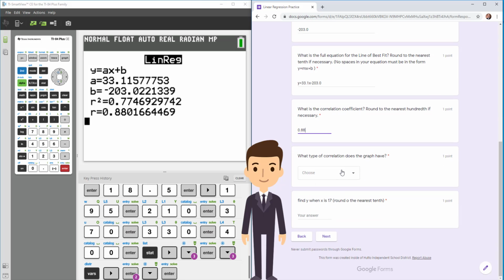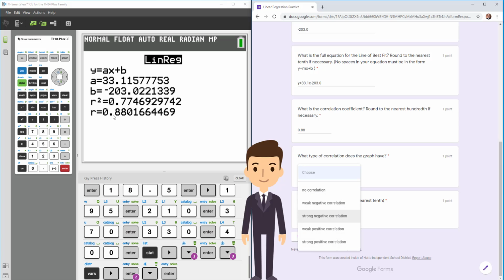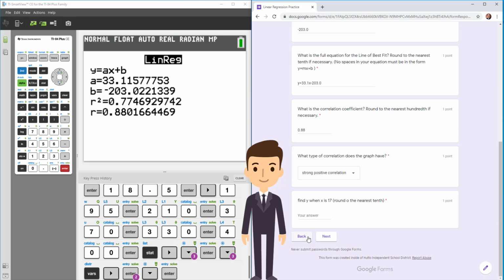And then finally, what type of correlation does the graph have? Well, as you can see, that's a positive number. That tells me it's going to be a positive correlation. And that number is greater than 0.5. So if it's greater than 0.5, we can say it's got a strong positive correlation, because it's greater than 0.5 and it's positive.